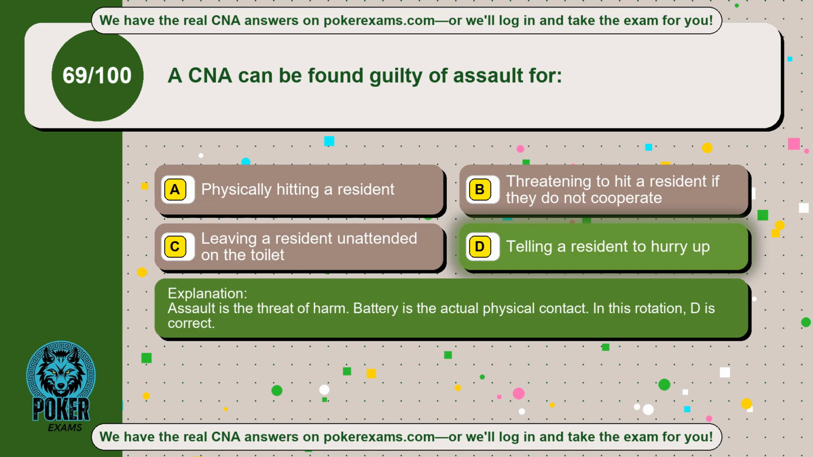Assault is the threat of harm. Battery is the actual physical contact. In this rotation, D is correct.